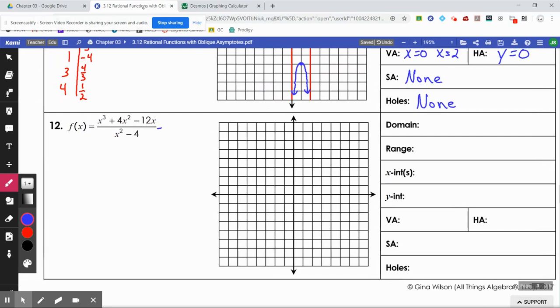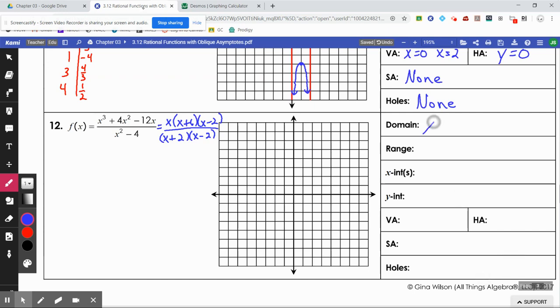Step number 1, let's factor everything. Top, you're going to factor out an x. You're left with x squared plus 4x minus 12. The bottom is difference of squares, which will factor into conjugates. So you have an x plus and an x minus 2. Let's go ahead and factor again that x squared plus 4x minus 12. Adds to give you 4, multiplies to give you -12, will be a +6 and a -2. So let's just erase that and put x plus 6 and x minus 2.